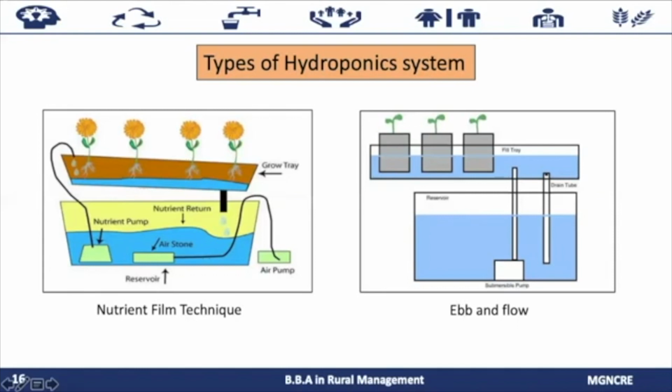Now coming to the second one, ebb and flow. In this, there is a tray above a reservoir of nutrient solution. The tray is filled with a growing medium. Usually clay granules are the most common, and plants are placed directly in pots or in the medium in the tray. At regular intervals, a simple timer causes a pump to fill the upper tray with nutrient solution, after which the solution drains back down into the reservoir, and this keeps the medium regularly flushed with nutrients as well as air.